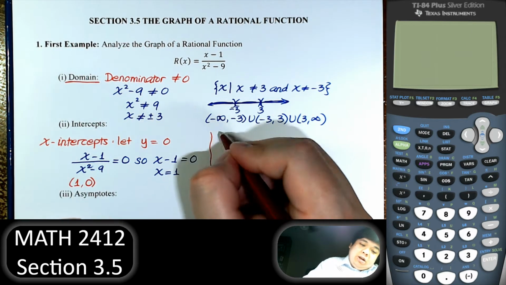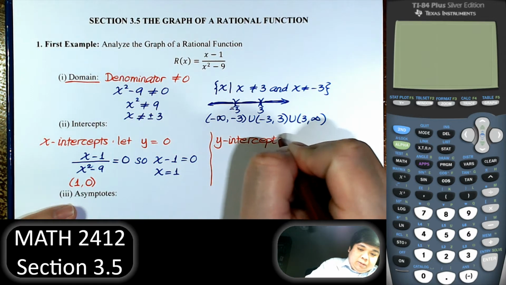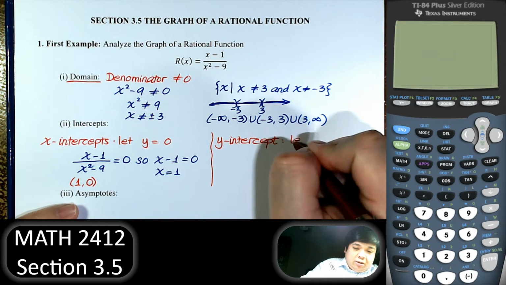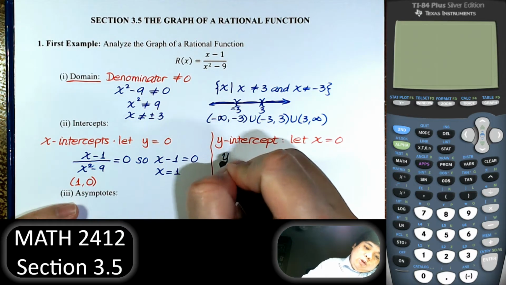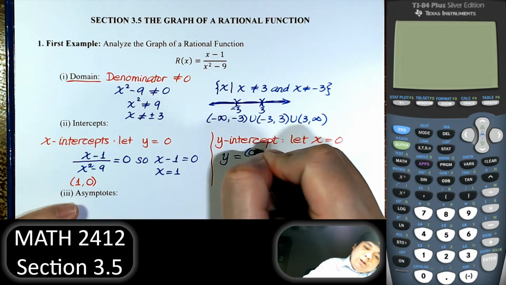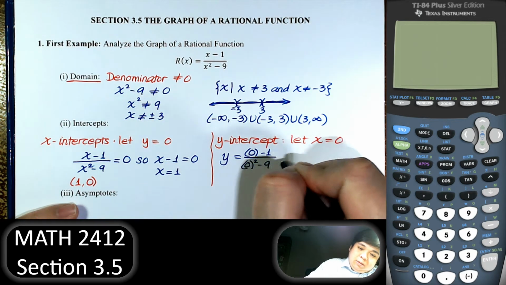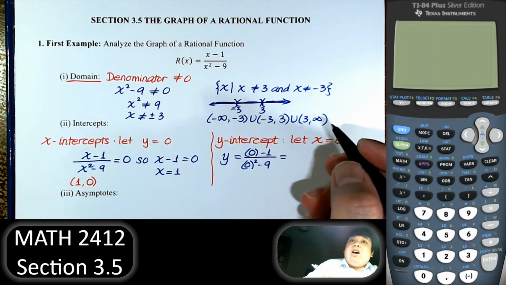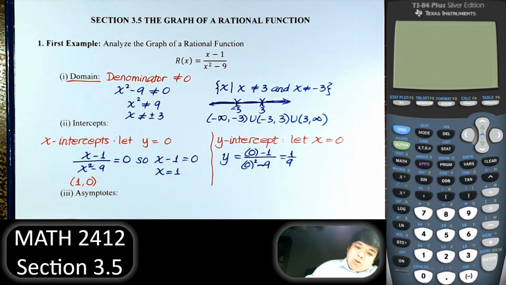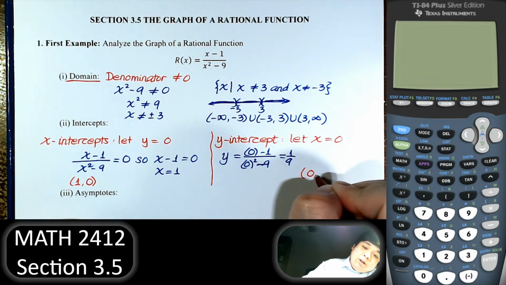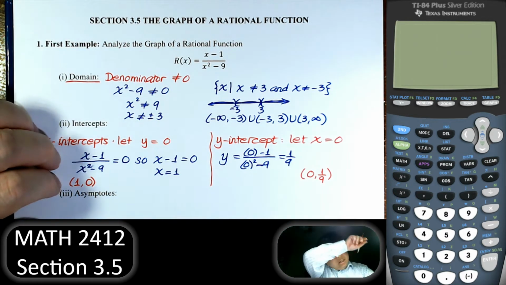For the y-intercept, we let x equal to 0 and we solve for y. Negative 1 over negative 9, that is 1 over 9. So the point is x equal to 0, and in that case y equal to 1 over 9. That is the y-intercept.